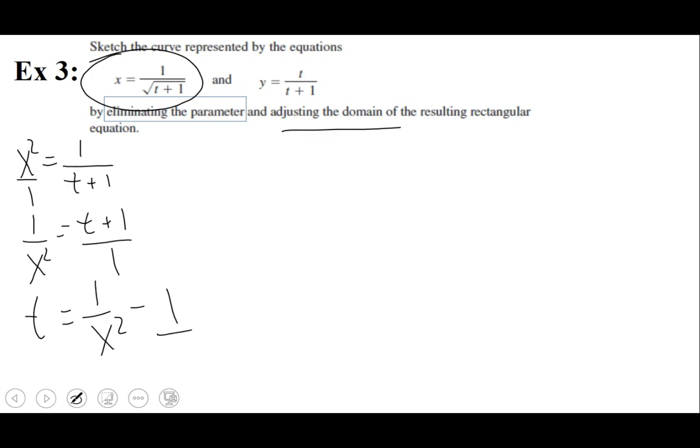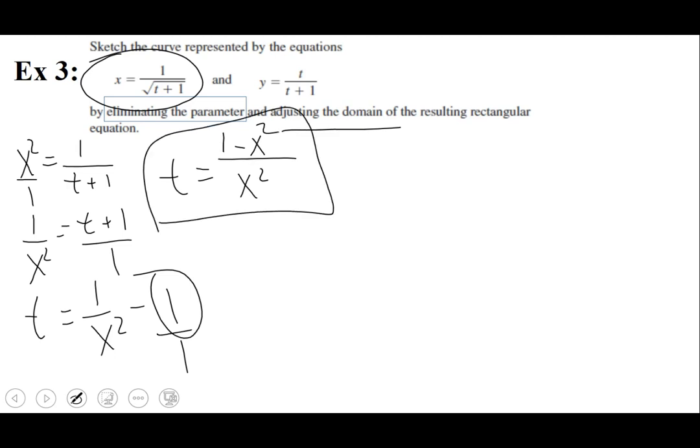And then to even make things a little bit easier, I'm going to find a common denominator. So the common denominator of 1 and x squared would, of course, be x squared. The 1 would stay a 1, and then this one here would become an x squared. So t equals 1 minus x squared over x squared. That's the first step of the process: solve one of the equations for t equals.